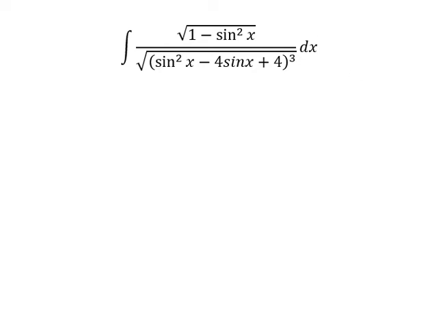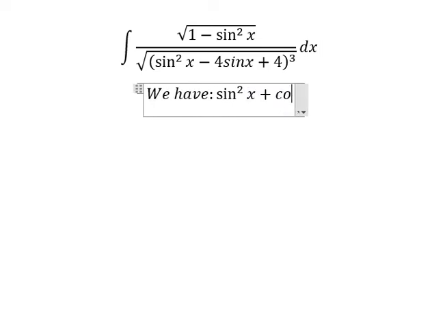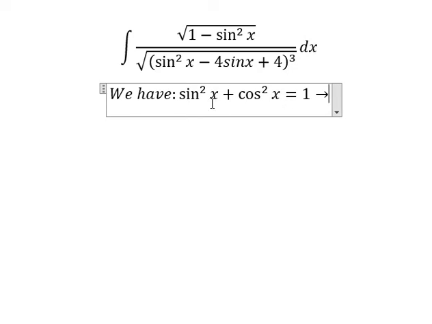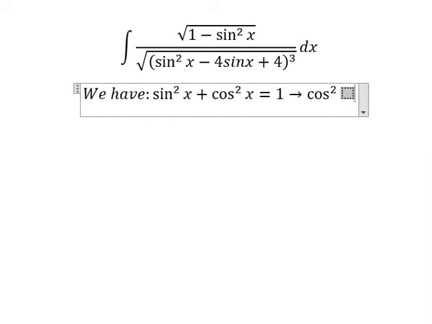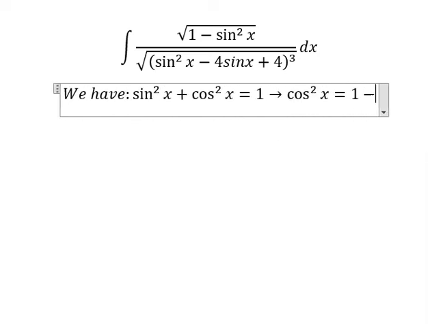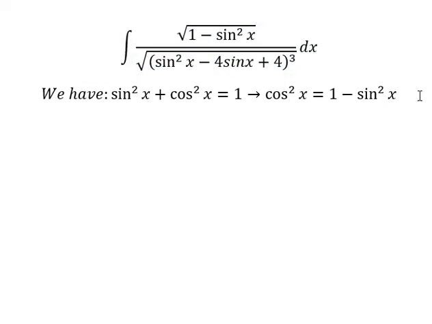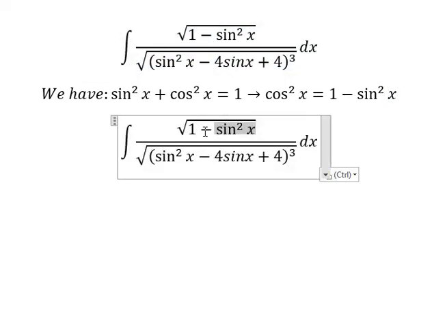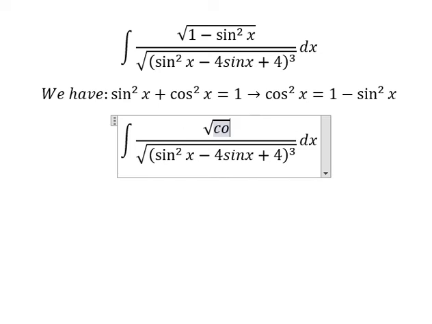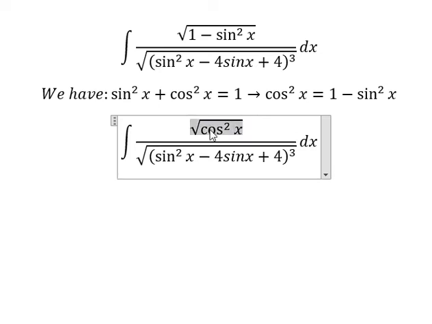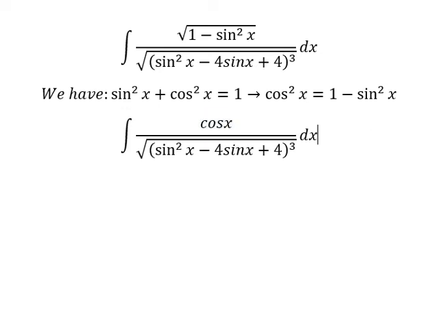We have the formula in here. Sin squared s plus cosine squared s equals 1. So I will move this one to the right, and we have cosine squared s equals 1 minus sin squared s. So this one we change to cosine squared s, and this one we have cosine s.